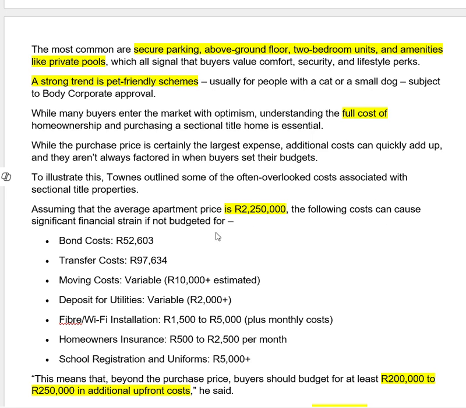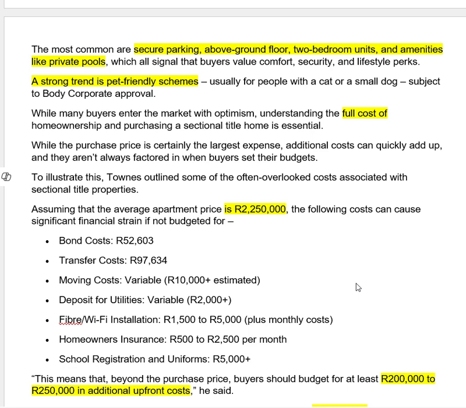Let us look at some of the things that you have to look for, given the property price at 2,250,000 rand. So your bond cost will be around 52,603, and then you need to pay a transfer cost.